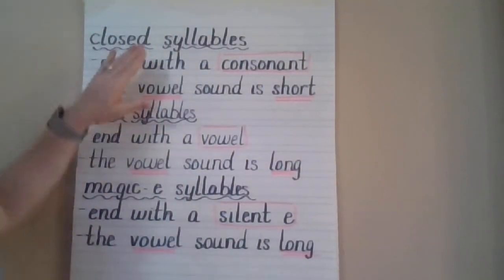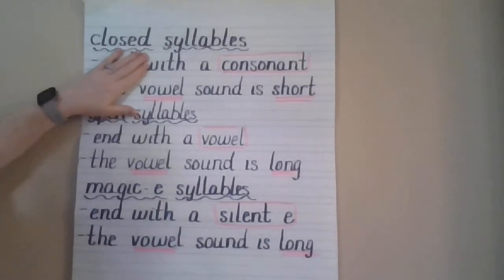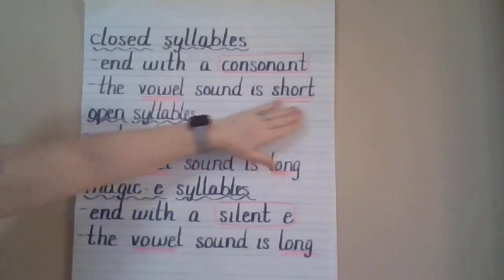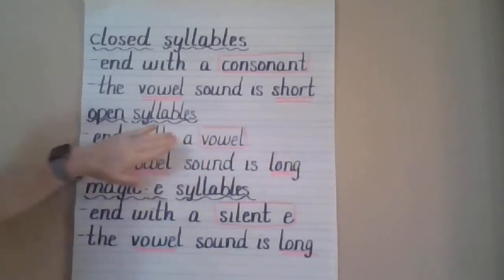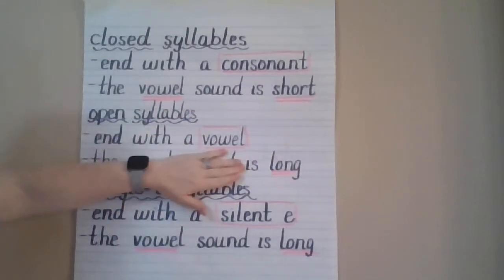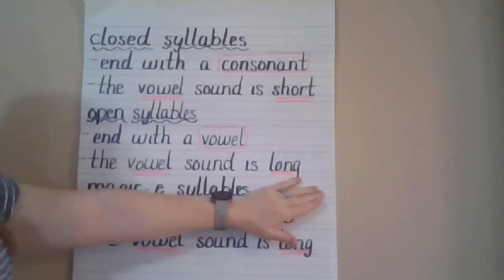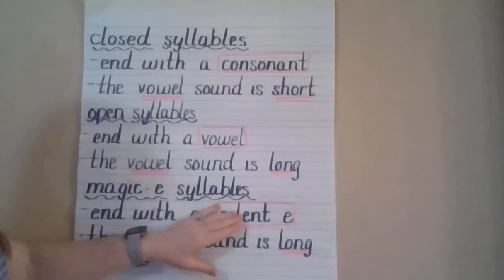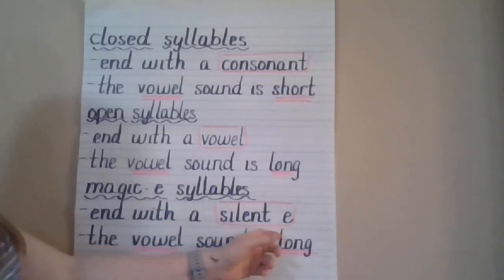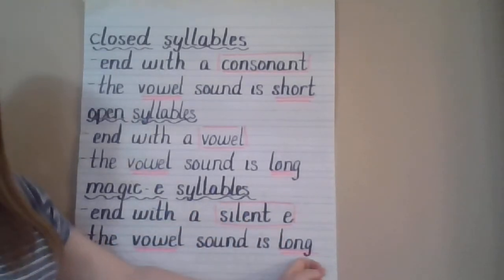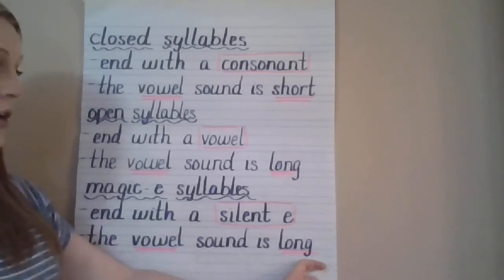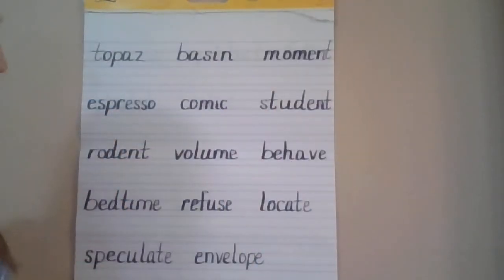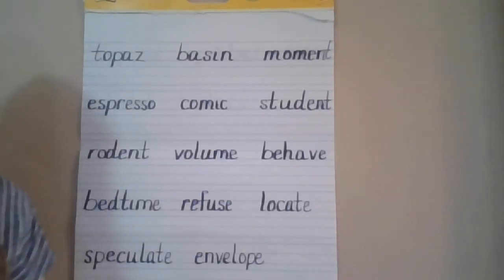The first type is a closed syllable. Closed syllables end with consonants, and their vowel sounds are short. Open syllables end with a vowel, and the vowel sound is going to be long. And then we have the magic E syllable that ends with a silent E, and that vowel sound is also going to be long. We're going to practice today looking at some different words with these syllable types.